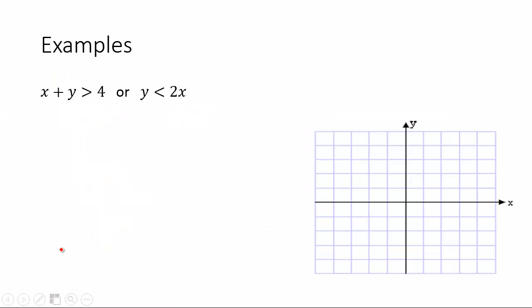So let's try another example. This one has an OR, so remember OR for sets means everything is included. So we graph both and shade in everything that was possible for both. Let's start with the first example. Solve it for y, subtract x from both sides. So you start at 4 and go down 1 over 1.